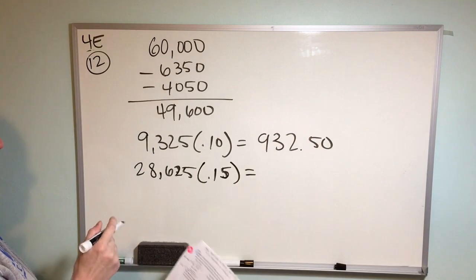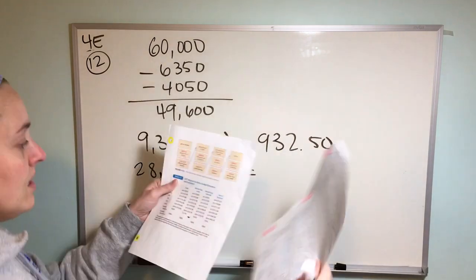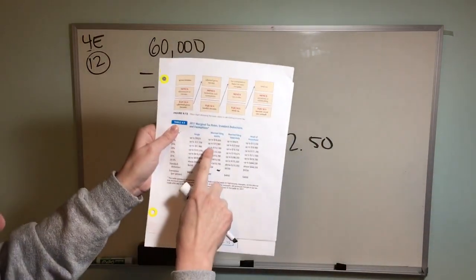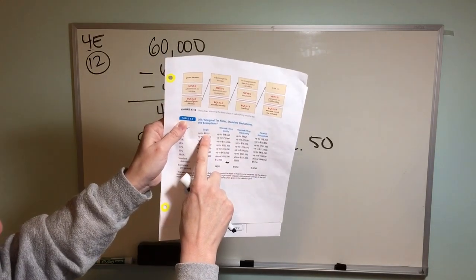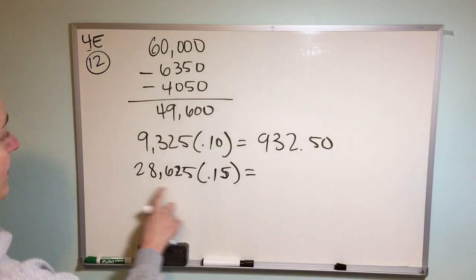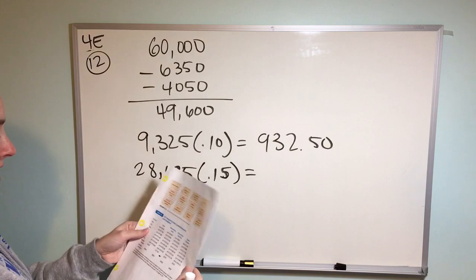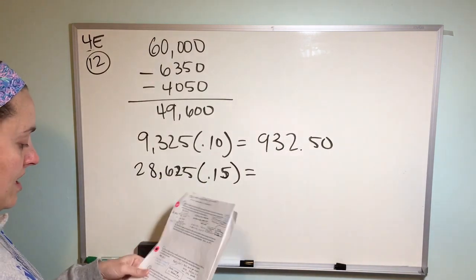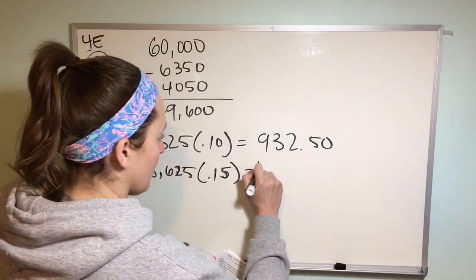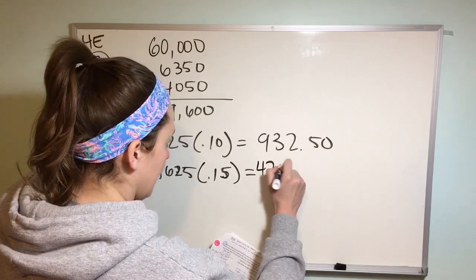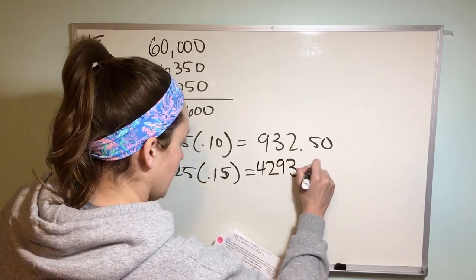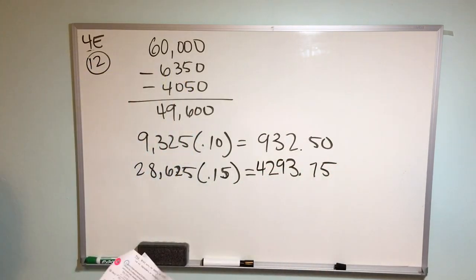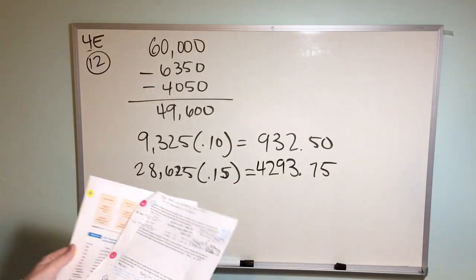Whoa. Okay, remember I said 37,000. Hopefully you guys can see this. I said 37,950 minus 9,325 to get this number, and that's taxed at 15%, and that gives me $4,293.75.